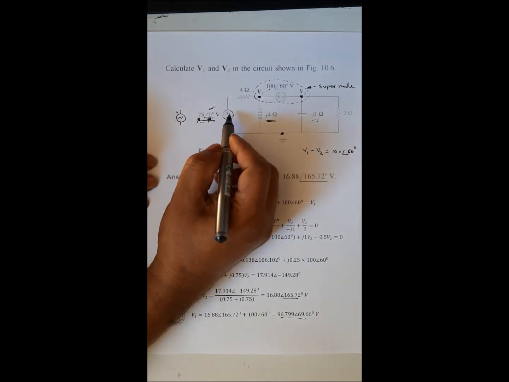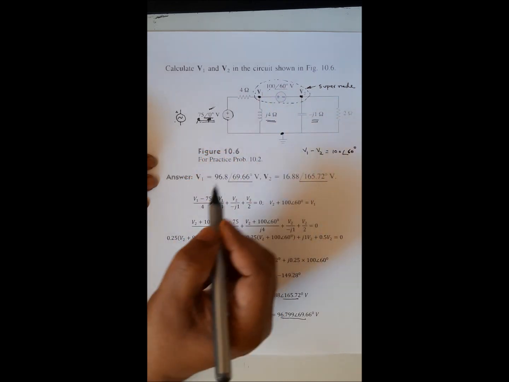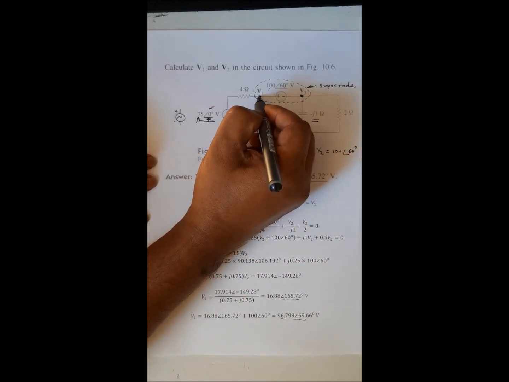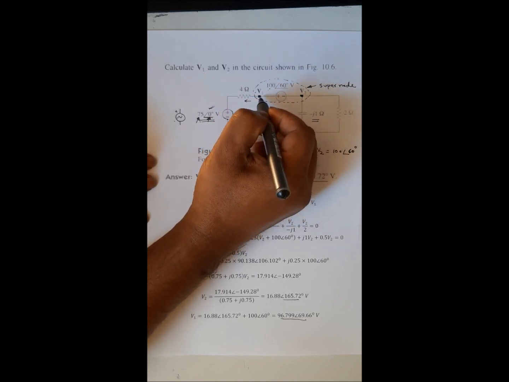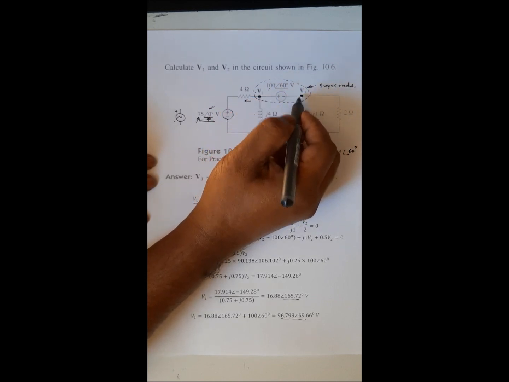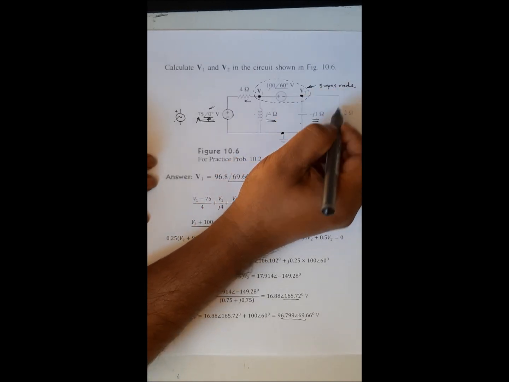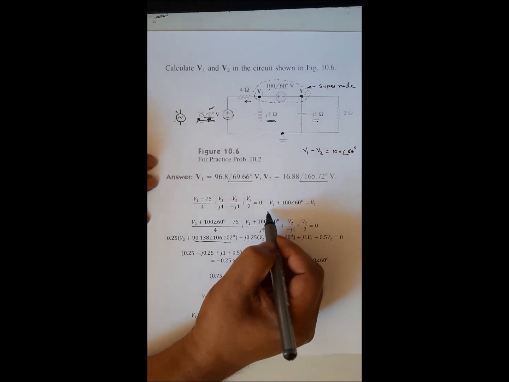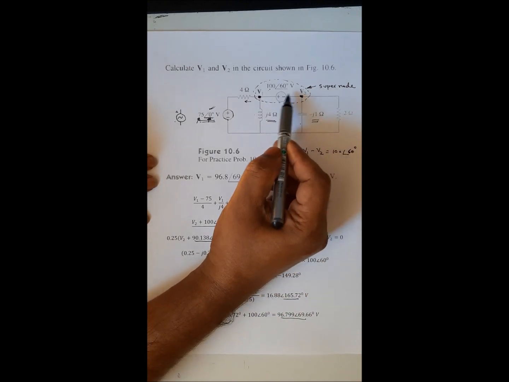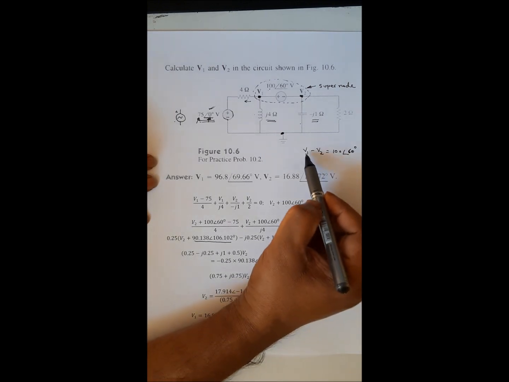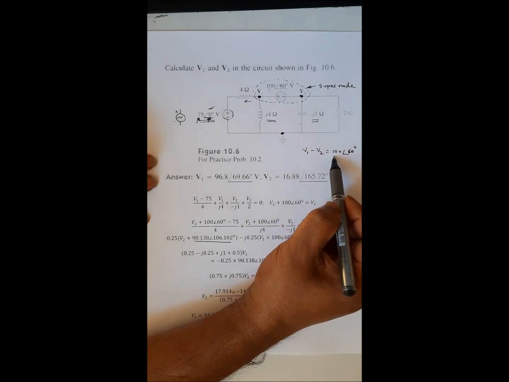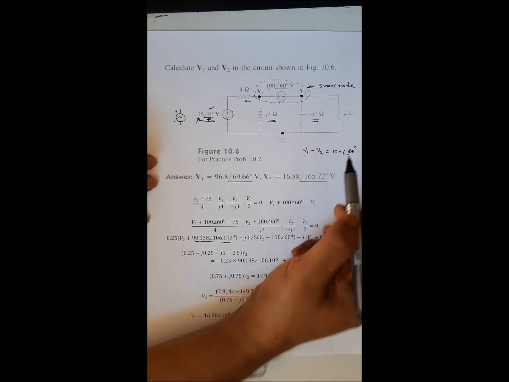Now let me write the node current equation using this node voltage. For this supernode, you see V1 minus 75 over 4, the current in this direction, then V1 over J4, and then V2 over negative J1 and V2 over 2. So we got this node equation, and also we got V2 plus 160 equal to V1, or you can also write it like V1 minus V2 equal to 100 at 160 degrees.